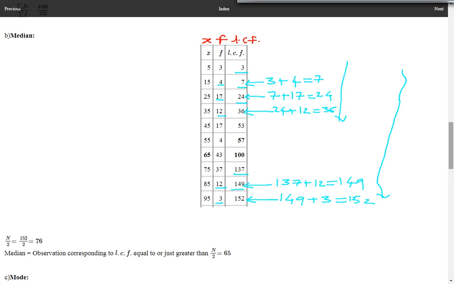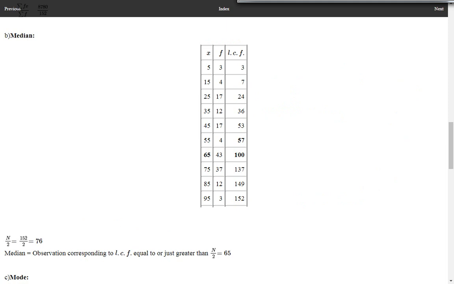This last frequency is nothing but n. So n is the summation of all frequencies, which equals 152. Now median is that observation which corresponds to LCF equal to or just greater than n by 2. So n by 2 is equal to 65.